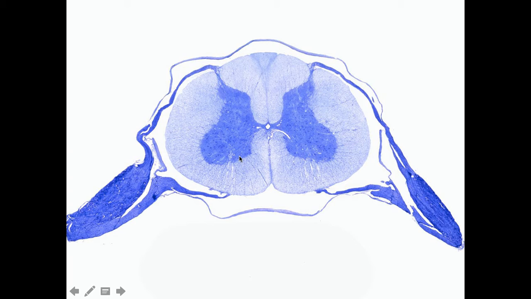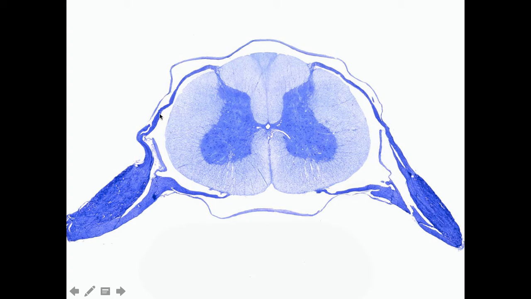In addition, we can start to see the roots. And so these roots here are going to contain the axons of either sensory neurons coming back into the spinal cord, which is true on the posterior side, or the axons of motor neurons leaving the spinal cord, which is true for the anterior surface.